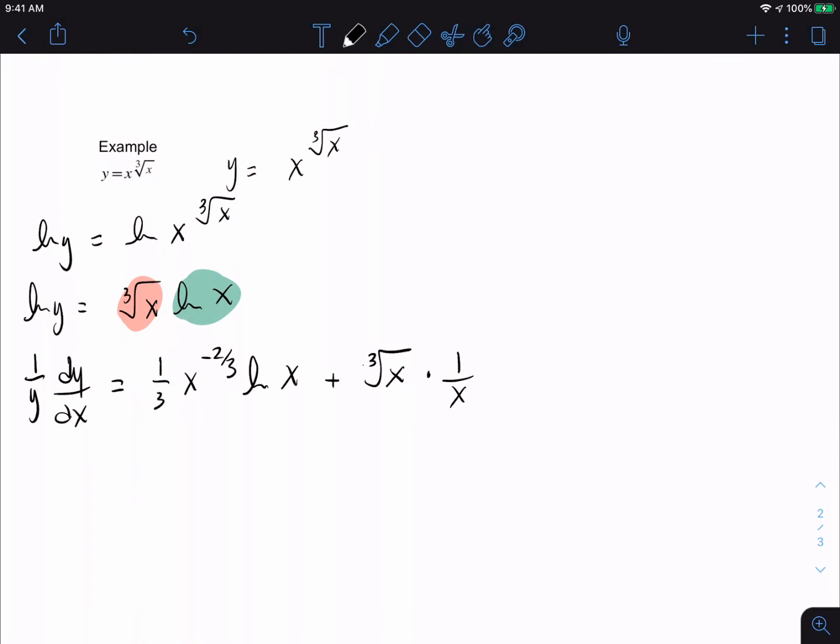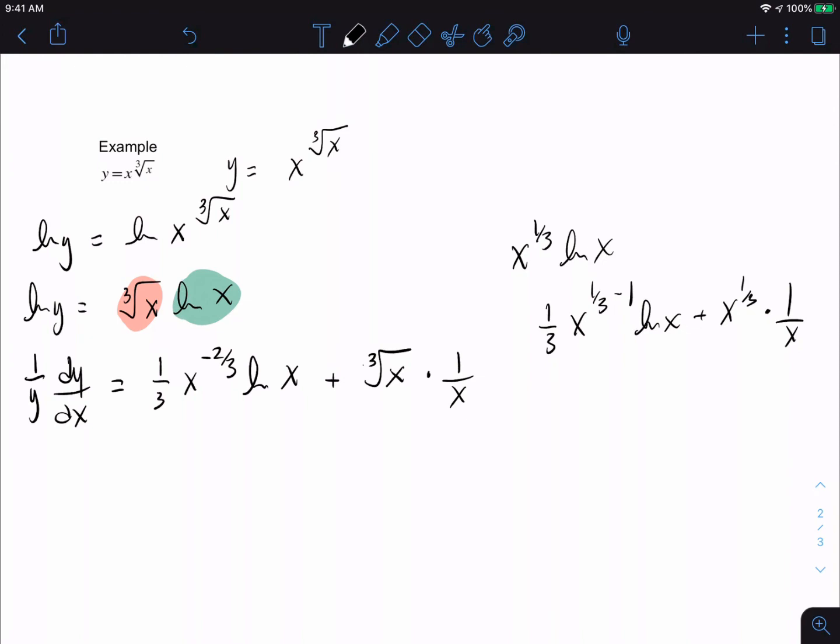So think of it like this. It's x to the 1/3 ln of x, right? So when I do the power rule on the first, I'm going to get the 1/3 out front, x to the 1/3 minus 1, ln of x. Plus x to the 1/3 times 1 over x.